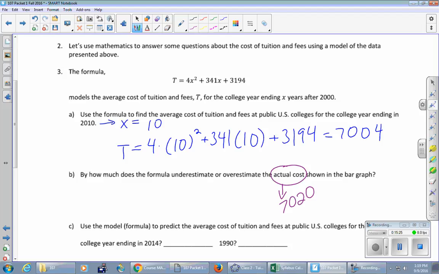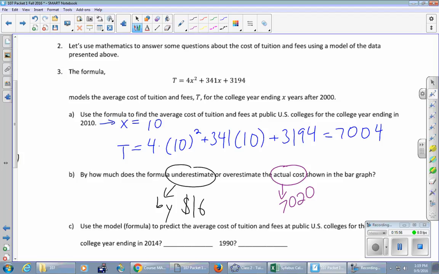Does the formula under or overestimate the actual cost? It underestimates. And this is just about perspective, right? One of them overestimates the other and one of them underestimates. So just make sure you're reading carefully. In this case, it is an underestimate by how much? $16. That's really not too far off in the grand scheme of things, right? Compared to that $7,000 bill, off by only 16, that's not bad.